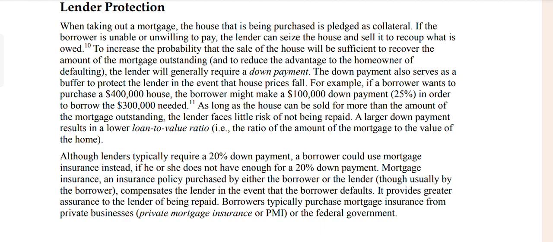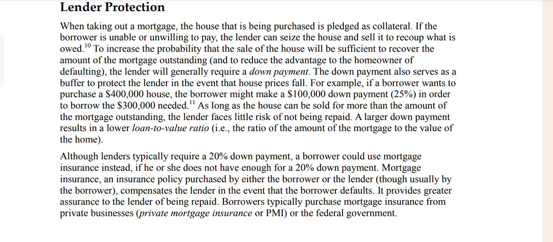Lender protection. When taking out a mortgage, the house being purchased is pledged as the collateral. If the borrower is unable or unwilling to pay, the lender can seize the house and sell it to recoup what is owed. This increases the probability that the sale of the house will be sufficient to recover the amount of mortgage outstanding and reduces the advantage to the homeowner of defaulting. The lender will generally require a down payment. The down payment also serves as a buffer to protect the lender in the event that the house's price falls.